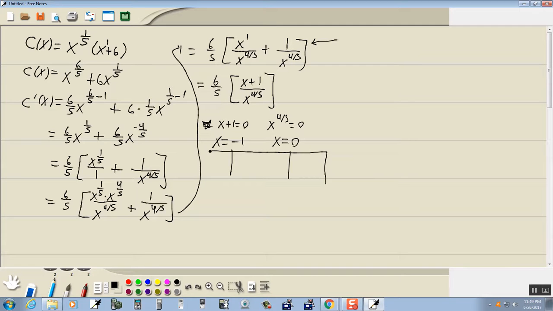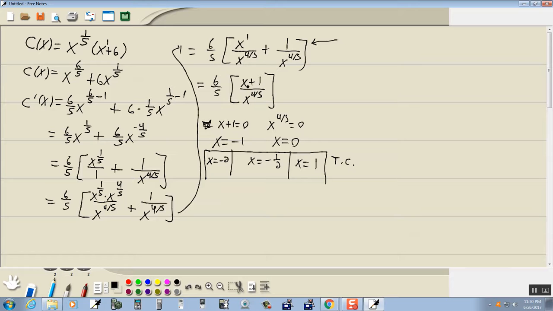If I build my table here, I want to plug those in to my first derivative here. Now the 6/5 is positive, so I don't need to worry about it. But I'm going to plug it into here. So choose test cases. I'll choose something less than negative 1, like negative 2. Something between negative 1 and 0, like negative 1/2. And something greater than 0, like 1.